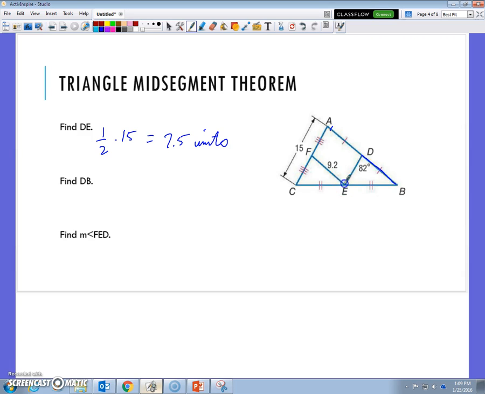It appears to me that since this is a midsegment, this guy is parallel to this guy, and this guy is half of the entire side here. Well, that's lucky for us, because if this guy is half of this entire side, then this must be 9.2 and this must be 9.2 if they are equal parts of the 18.4. So in that case, DB should equal 9.2.